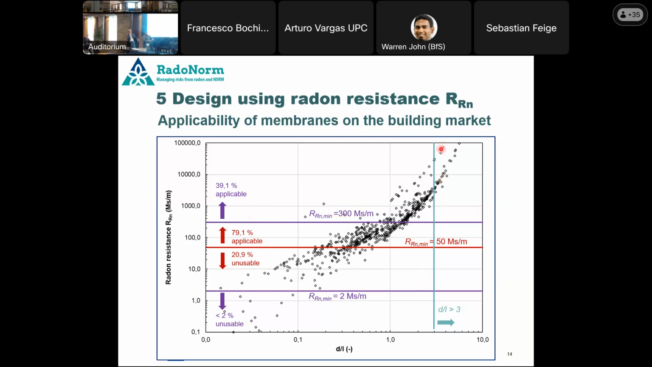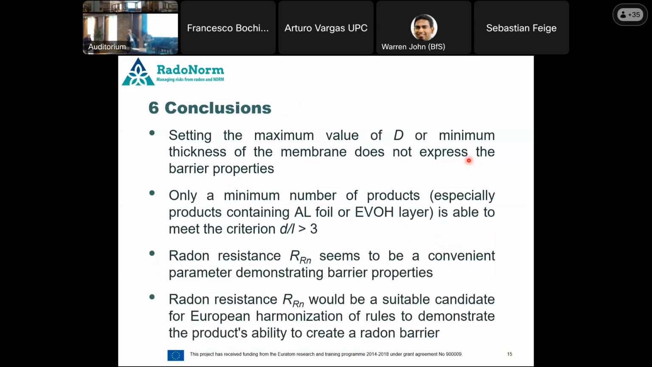And just for comparison, here you can see the German requirement that the thickness to diffusion length ratio should be greater than 3, and this requirement is satisfied by only a few products. Yeah, it's a really strict requirement, and just the membranes with the aluminum foil or EVOH layer can satisfy this requirement. So the conclusion is that radon resistance seems to be the most suitable parameter for harmonization of the European approaches for the radon barrier materials.